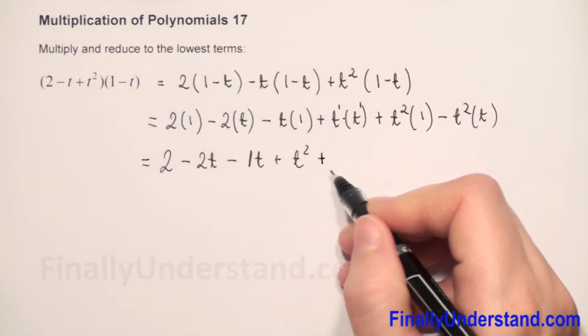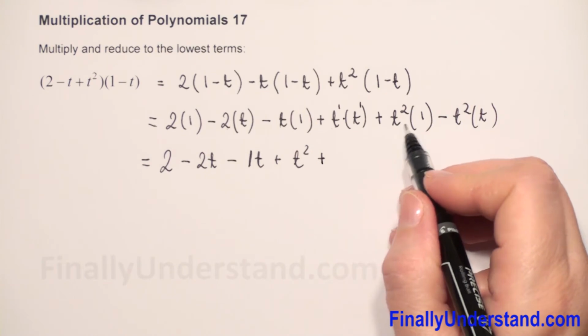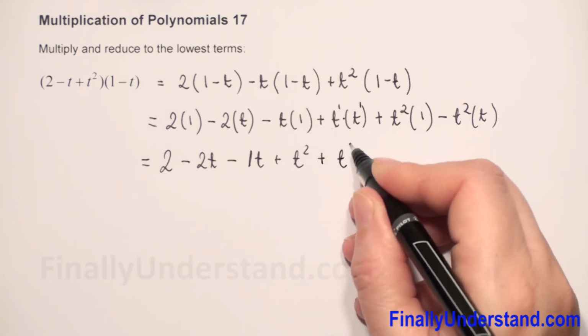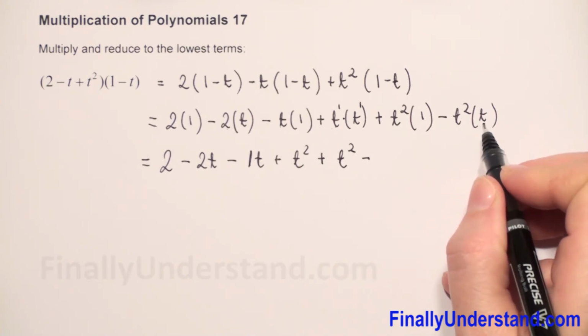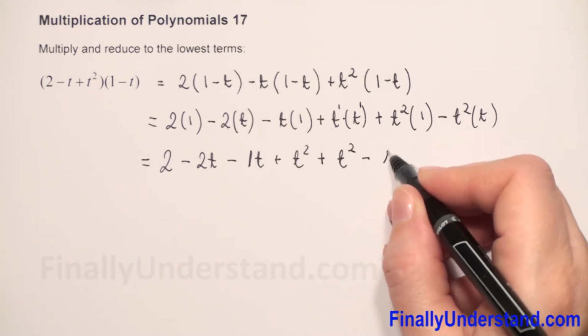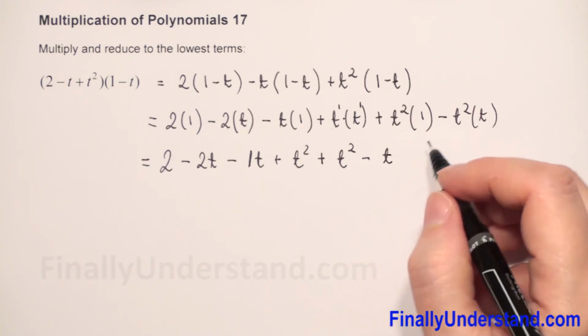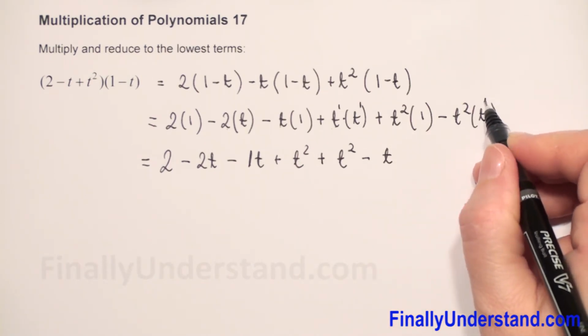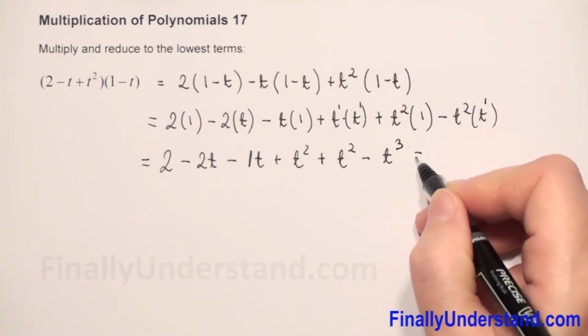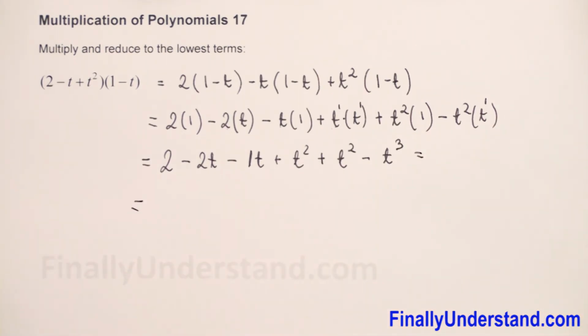And we have plus t squared times 1 is t squared, and we have negative sign, t squared times t. So we copy the base, we have variable t, and we add exponents. When we don't have exponents, invisible 1. So 2 plus 1 is 3. So this is equal. Now we have to combine the like terms.